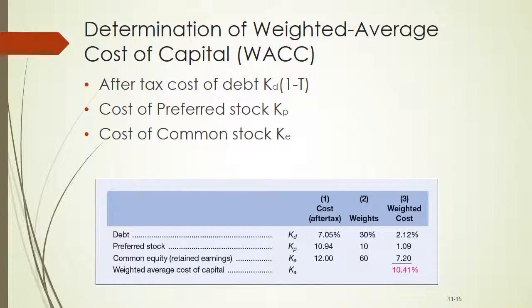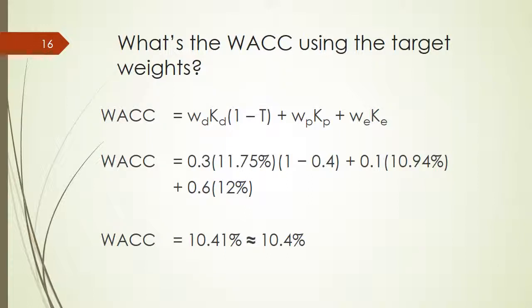Based on that, we do the calculation and get the weighted average cost of capital using the following formula. The sum gives a weighted average cost of capital of about 10.4%.